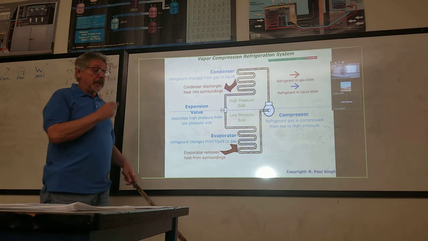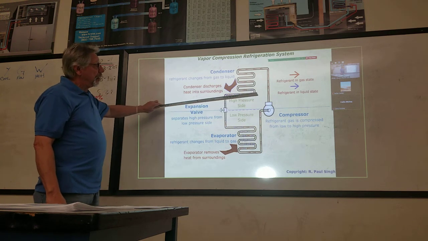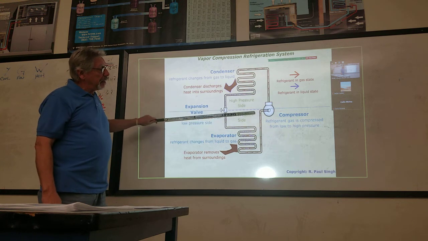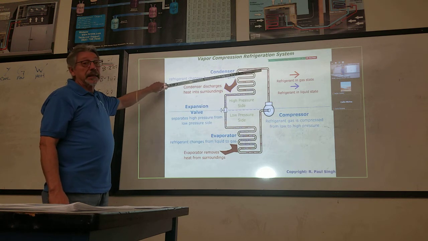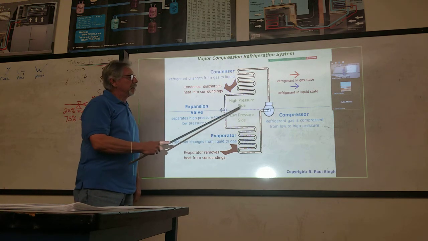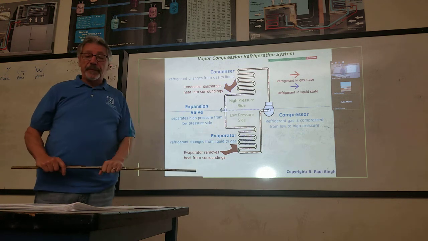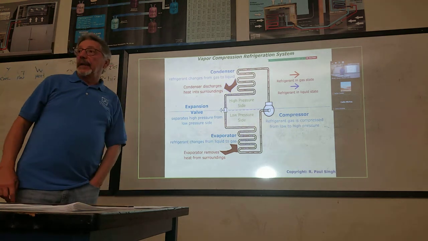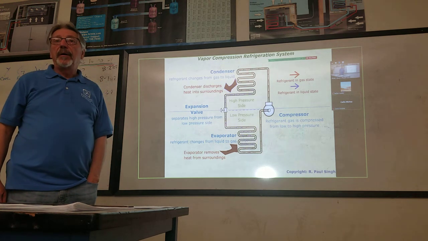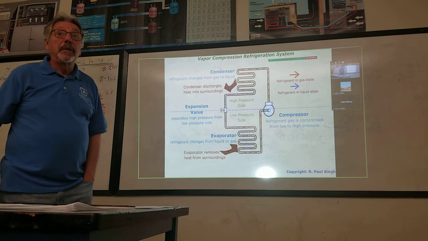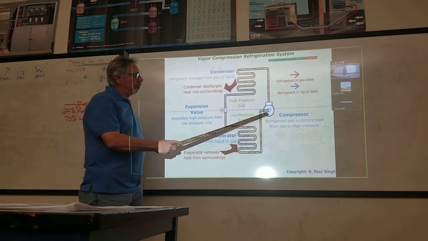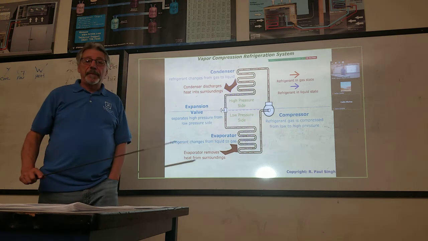So it's constantly changing. That blue line right there indicates the low side and the high side of the system. That's where the pressures change, in the expansion valve and in the compressor. Those are the four main components of an AC unit: the expansion valve, the compressor, the evaporator and the condenser.